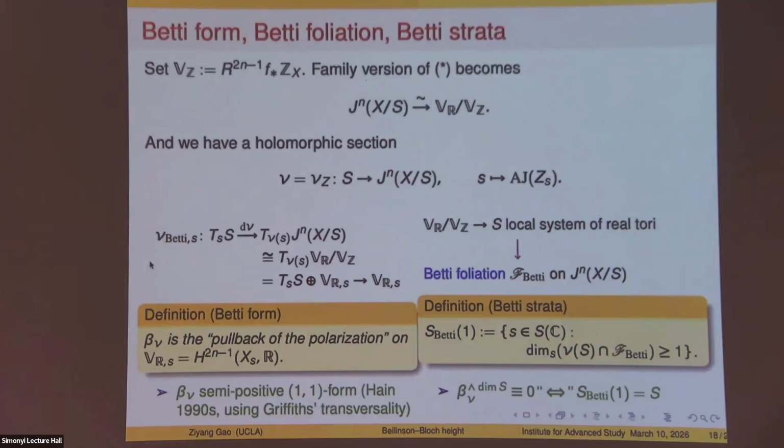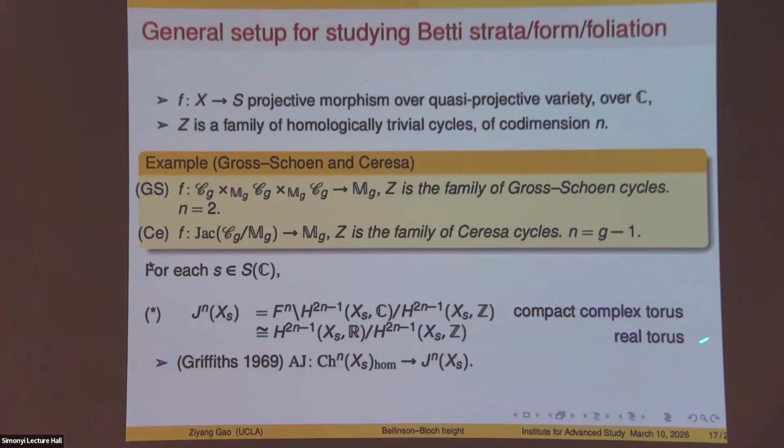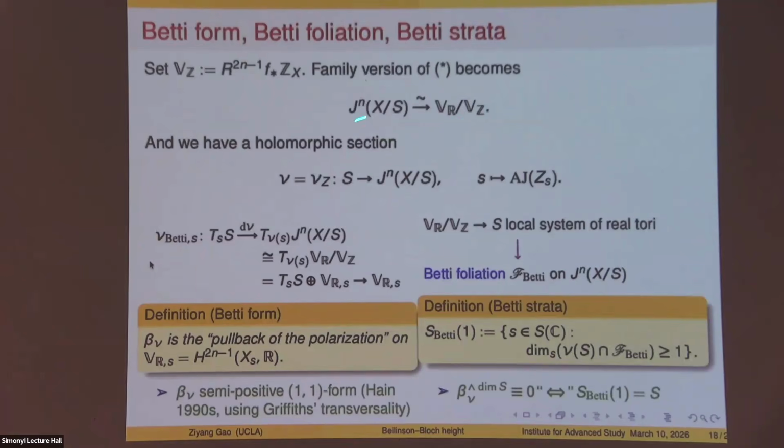Now we are going to do a family version of this. The correct way to write it down is to do this relative cohomology, and then we do the family version of this compact torus versus real torus. It becomes this one. So the left-hand side, I'm writing down as a family of compact complex tori. The right-hand side is just a local system of real tori.